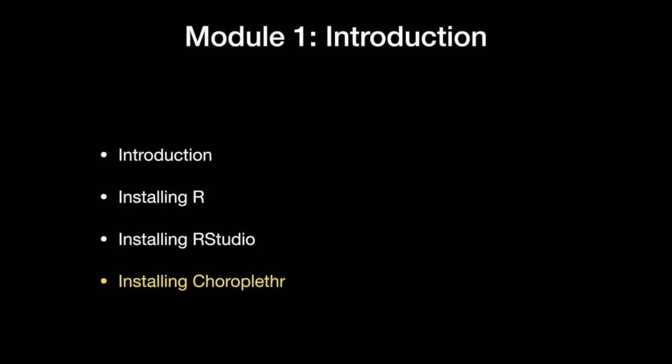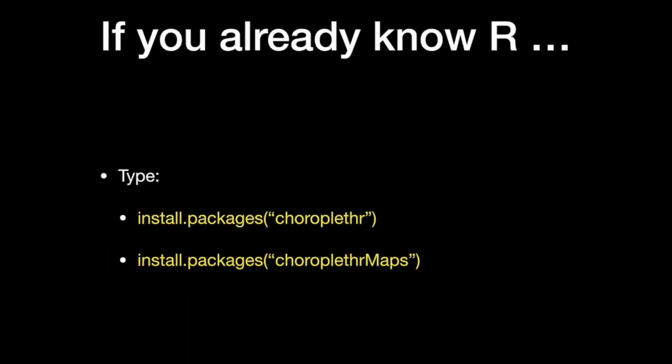In the final lesson in this module, I'm going to teach you how to install the Choroplethr package. So far, we've installed the R programming language, and then we installed R Studio, which is a nice development environment for R. And finally, we're going to install the actual R package we're going to use in the remainder of this course. If you already know R, then you can simply type the code that you see here from R. But in case you're new to R, I'm going to walk you through the installation process step by step.